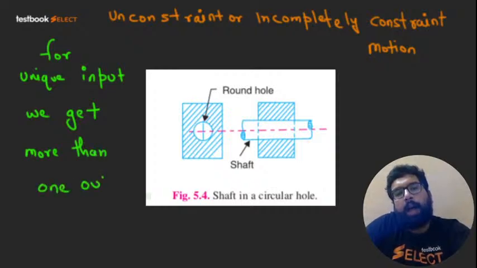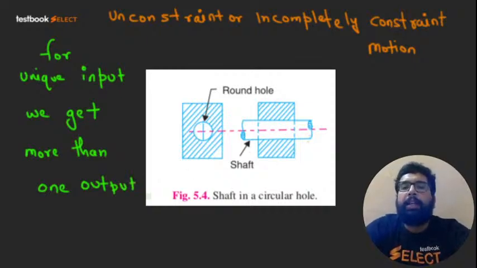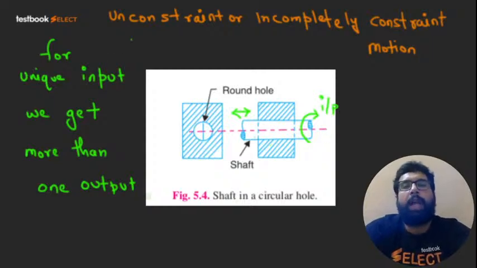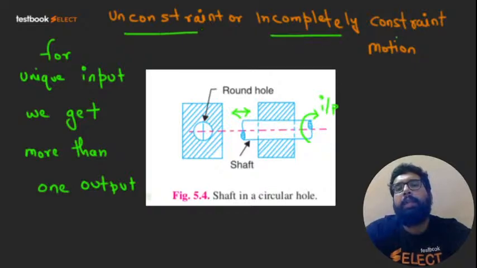So this is a circular shaft in a circular hole. If you rotate it, it will reciprocate as well. So we are getting two different motions at the output. Can we say it is constrained? No, it is not constrained, because we get two motions: one is rotation, one is reciprocation. This is what we call unconstrained or incompletely constrained motion.